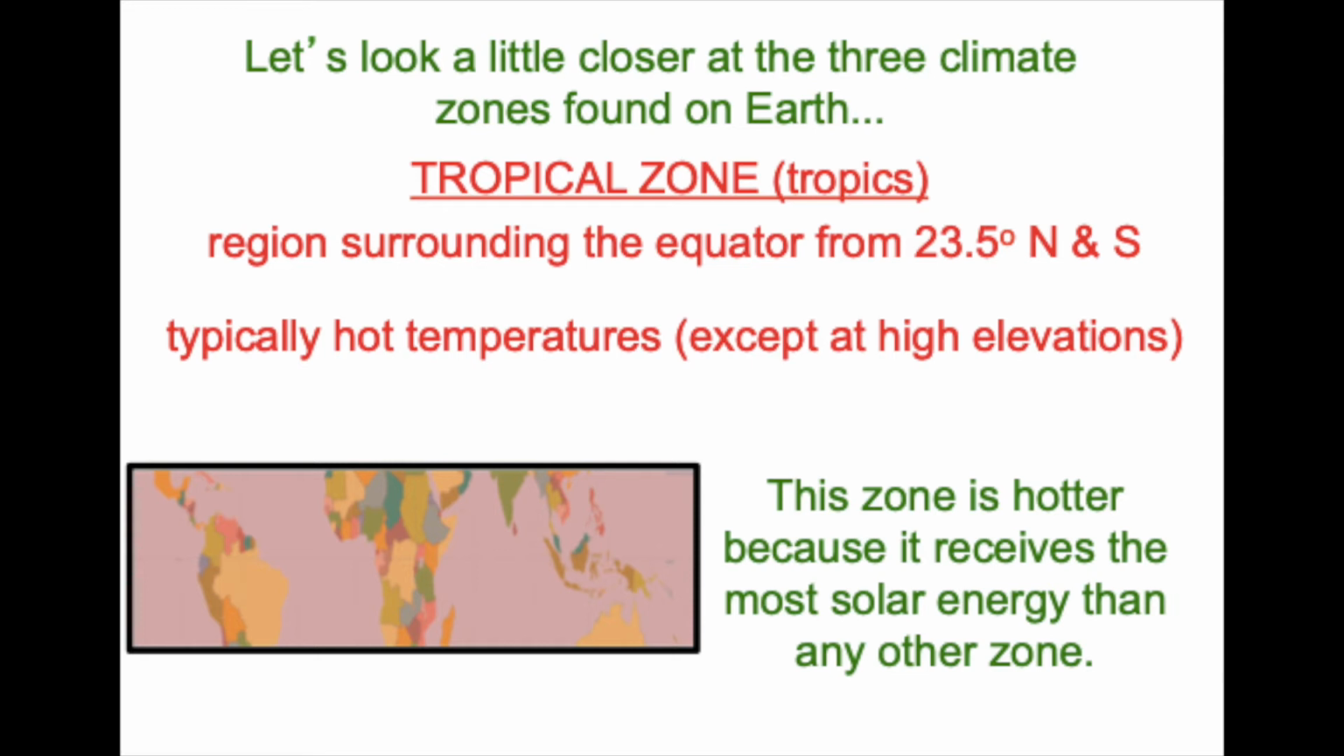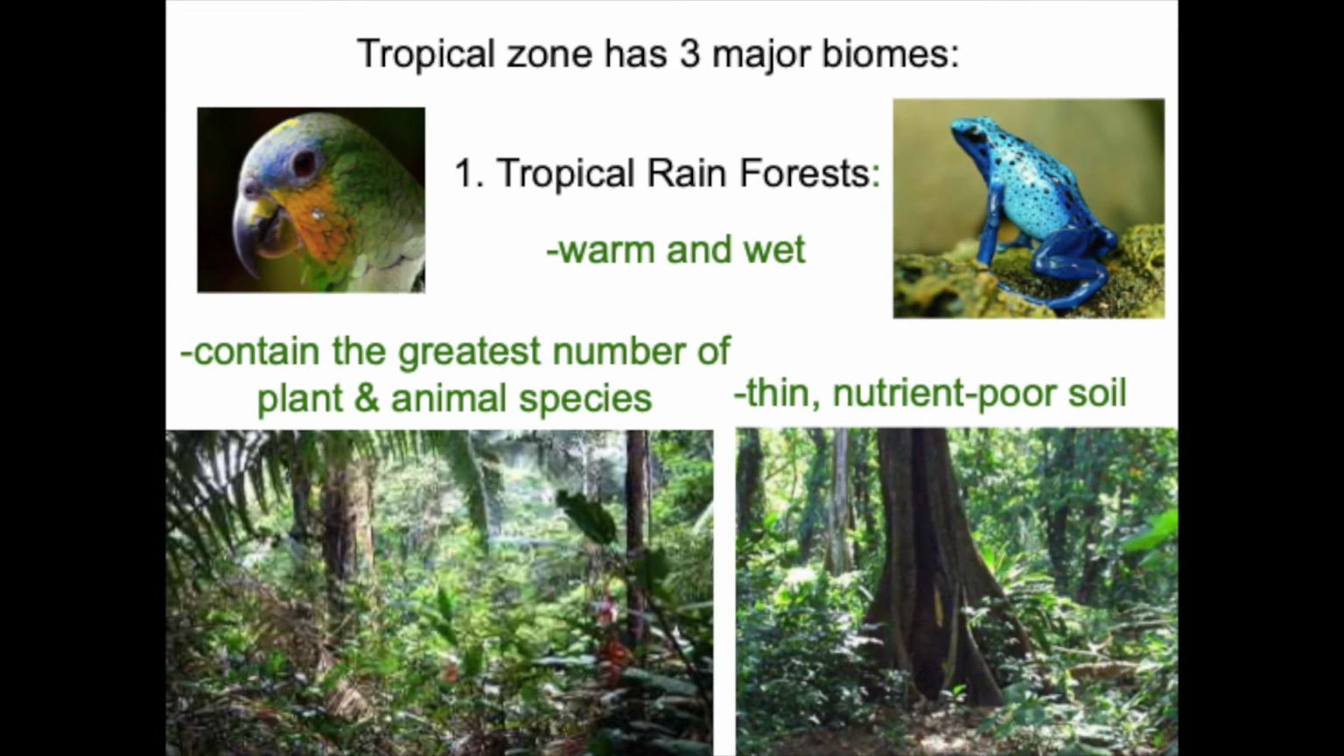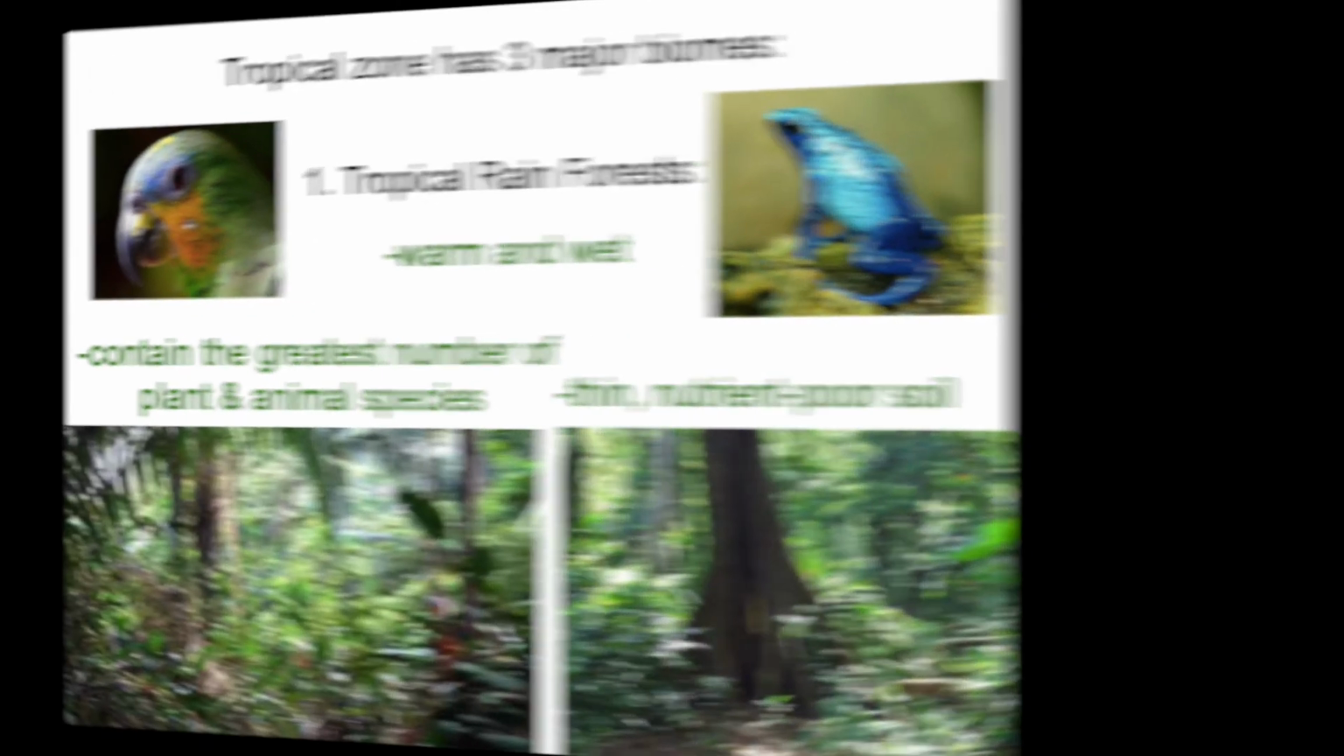Tropical zone climates is a region surrounding the equator from 23.5 degrees north and south, typically hot temperatures except at high altitudes. Tropical zone has three major biomes: tropical rainforests, which are warm and wet. They contain the greatest number of plant and animal species, and they have thin, nutrient poor soil.